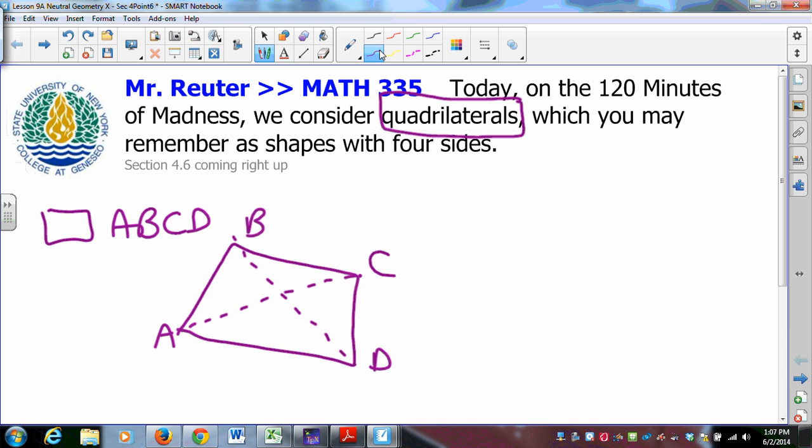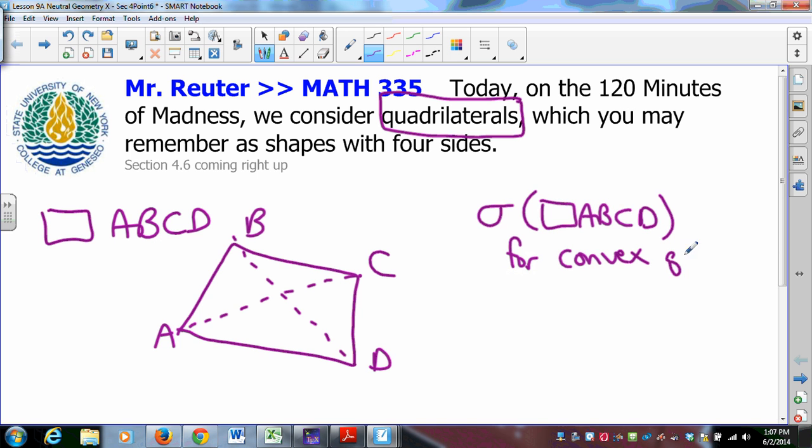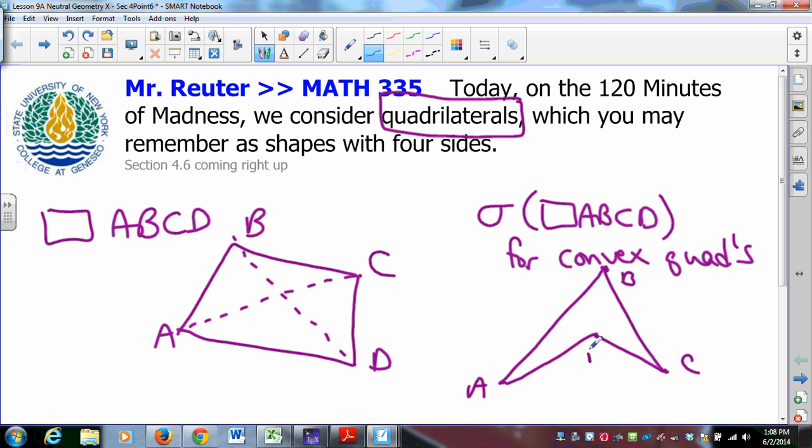When we talk about the sum of the angle measures for a quadrilateral ABCD, we only define that for convex quadrilaterals. And you may ask the question, why do we only define that for convex quadrilaterals? Why can't I talk about the sum of the angle measures of a non-convex one?